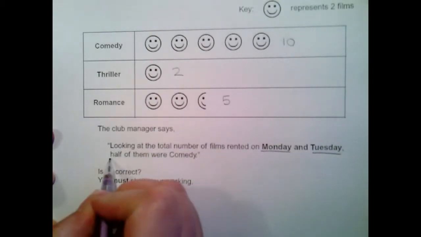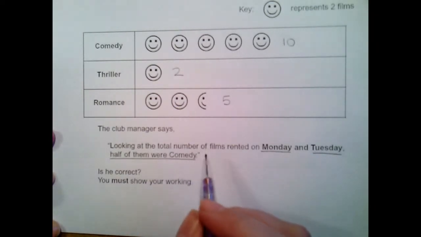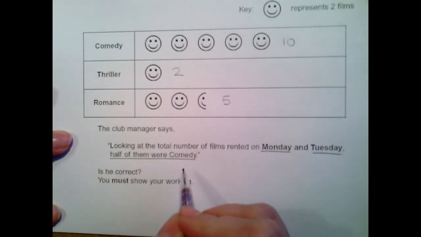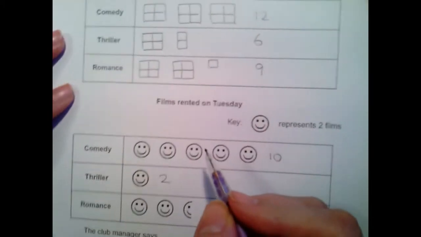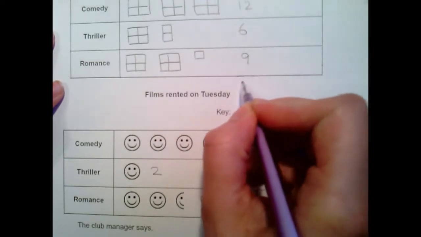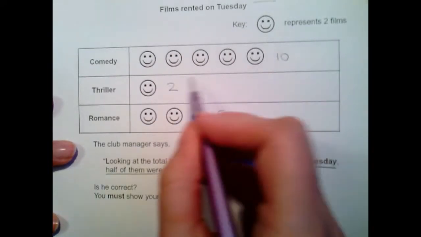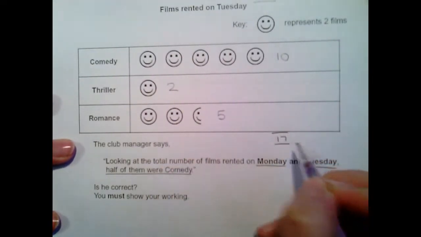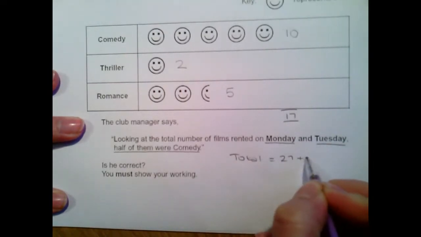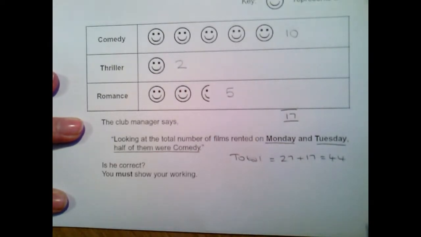And then the question says, the club manager says, looking at the total number of films rented on Monday and Tuesday, half of them were comedy. Is he correct? And you have to show your working out. So you need to work out the total number of films rented on Monday and on Tuesday first, before you can work out if half of them are comedy. So Monday totals up to 27, as shown at the bottom of the table. And then Tuesday, the 10 and the 2 and the 5 total up to 17. So altogether, the total would be 27 plus 17, which would be 44 in total.